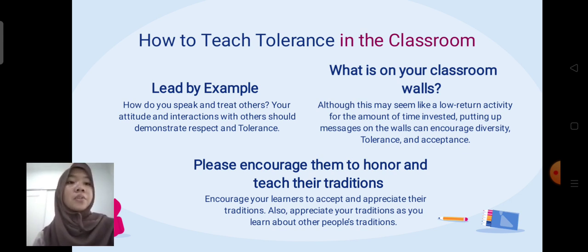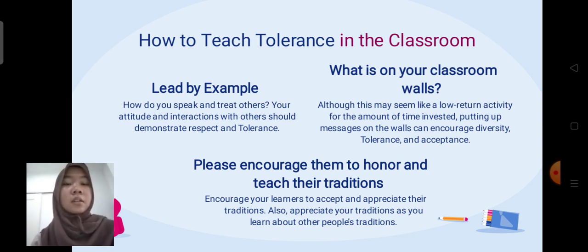Second, what is on your classroom walls? Although this may seem like a low return activity for the amount of time invested, putting up messages on the walls can encourage diversity, tolerance, and acceptance. Such messages will make your classroom an accepting and comfortable physical space that can help your students struggling in their personal lives or experiencing bullying.